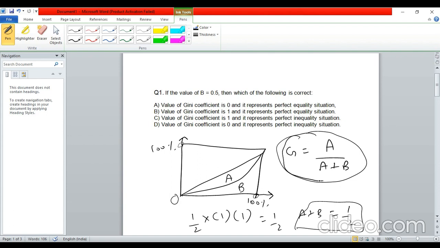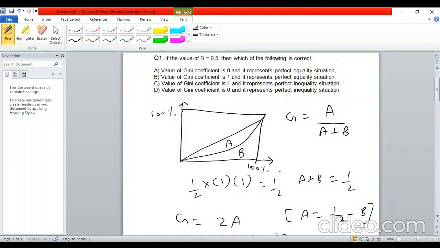Now here in this formula, if G is equal to 0, what does it mean? This means that A is equal to 0, right? Now if A is equal to 0, this means that the Lorentz curve will coincide with this perfect equality line, because then only the area A will be 0. So therefore, this will be the case of perfect equality. So the answer will be: the value of the Gini coefficient is 0, and this represents a perfect equality situation. I hope it's clear.